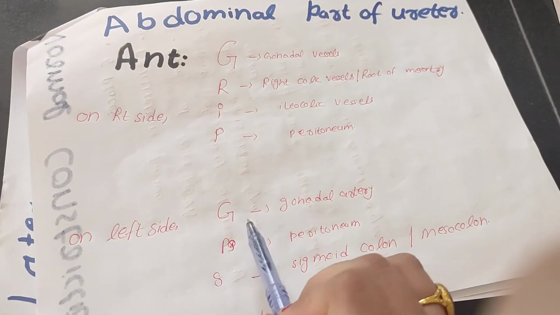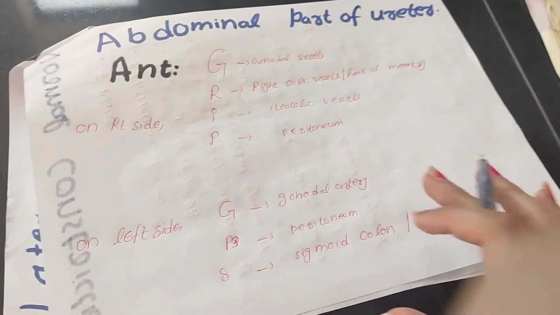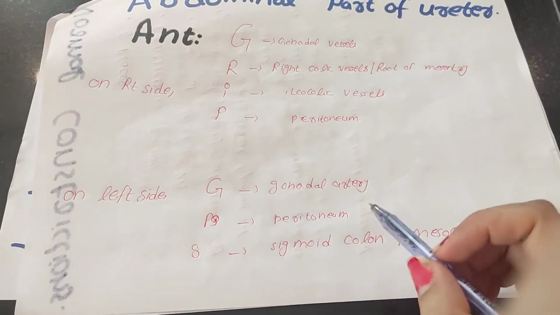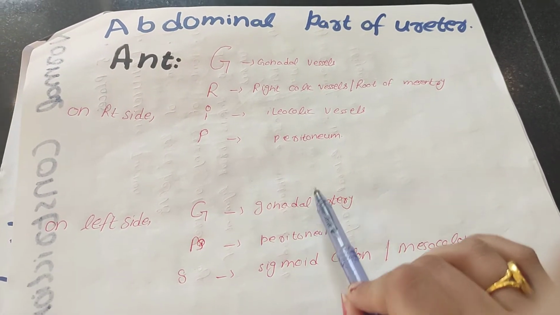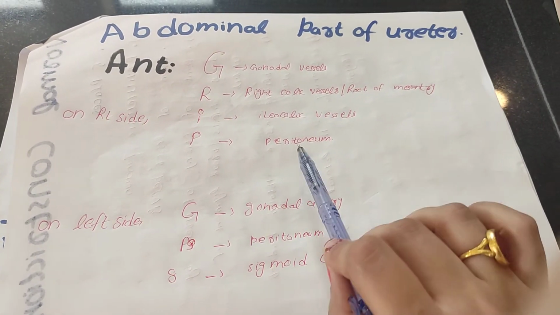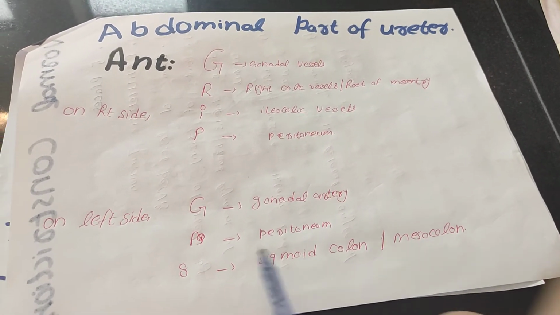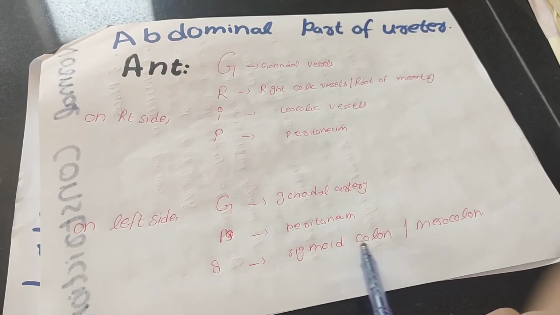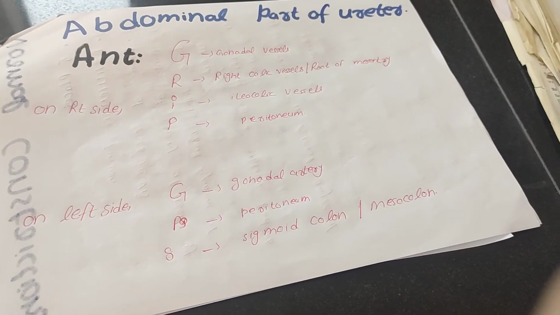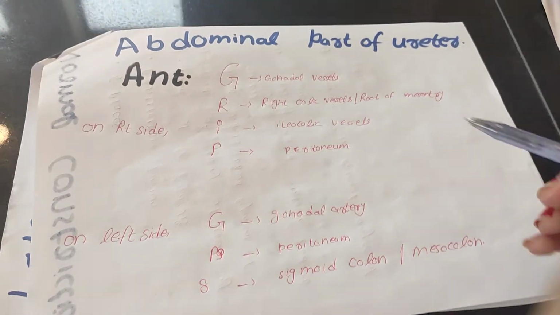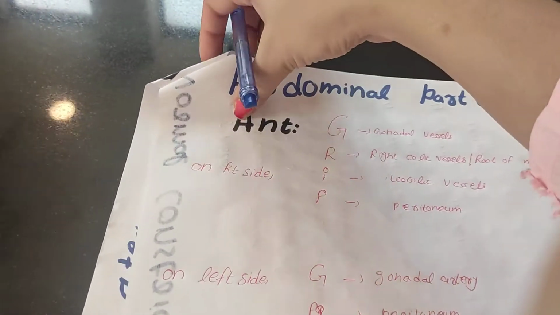Then the left side has the mnemonic GPS. You know that in the mobile, when they ask for the location, that is known as GPS location. So the left side will have the GPS mnemonic, where G is again the gonadal artery, P is again the peritoneum, and S is sigmoid colon and mesocolon. You know that sigmoid colon and mesocolon are lying on the left side, so S stands for sigmoid colon and mesocolon. So these are the anterior relations of the abdominal part of the ureter.